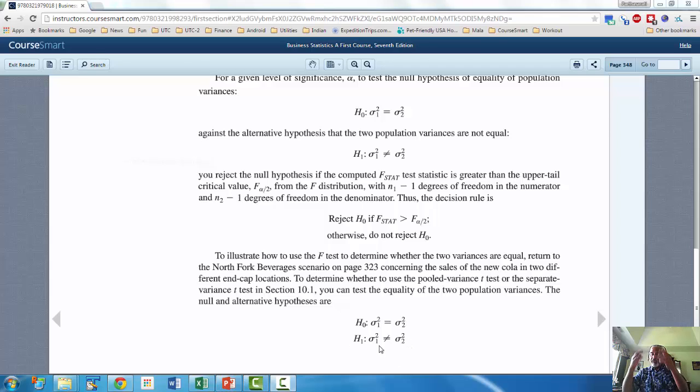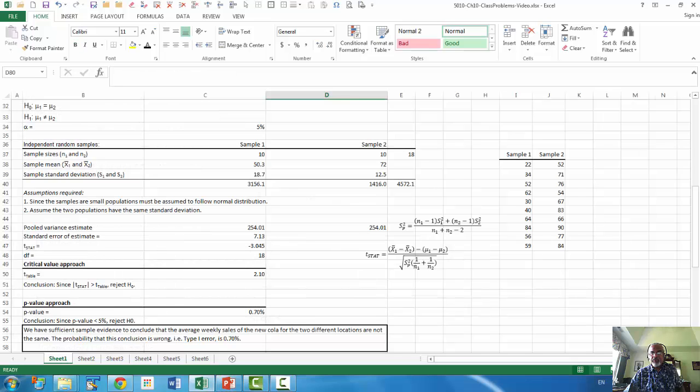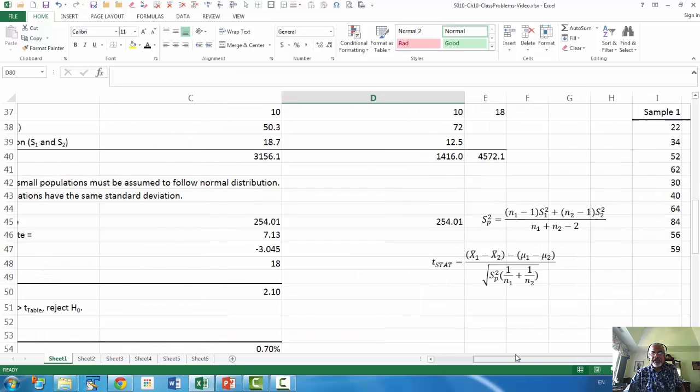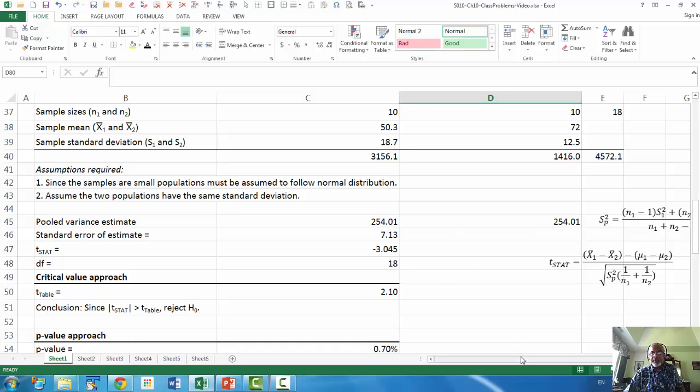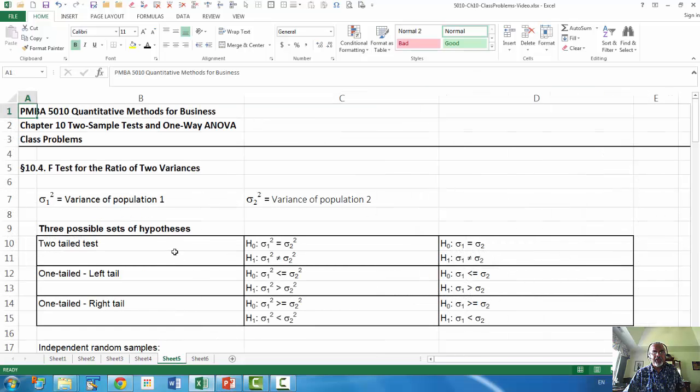Sigma 1 squared is equal to sigma 2 squared, or whether the variances are different. So remember, we had sample values given. So let's go to the Excel file. And if you go to sheet 1, this is where we tested for equality of means for the sales of cola, and here is sample 1 sales, sample 2 sales. Sample 1 is beverage aisle placement, sample 2 is produce aisle placement. So we're going to use these two samples this time to test whether the population variances are equal or not.